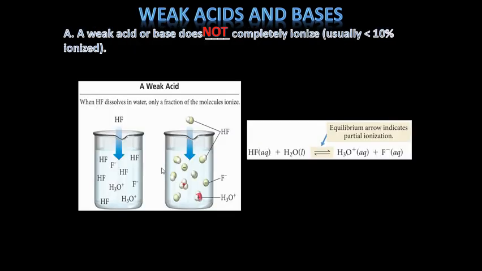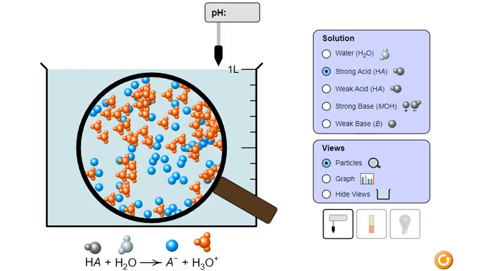Next, let's talk about weak acids and bases. If strong acids and bases ionize completely, weak acids and bases do not. Usually much less than 10% ionized. So the type of calculation that you'll need to do to determine the amount of hydronium in solution is a little more complex, and we'll learn about it more in the AP chemistry class when I see you all again next year.